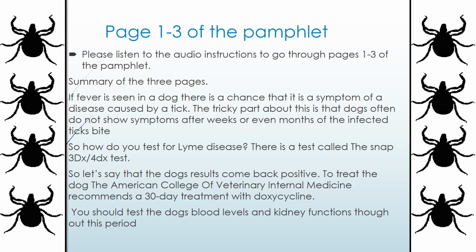So let's say the dog's results come back positive. To treat the dog, the American College of Veterinary Internal Medicine recommends a 30-day treatment with doxycycline. You should test the dog's blood levels and kidney function throughout this period. If the dog's kidney function tests were abnormal, the dog may need to be put onto medication longer or receive a diet formulated to minimize kidney problems. If the dog is experiencing joint pain, an anti-inflammatory may be prescribed.